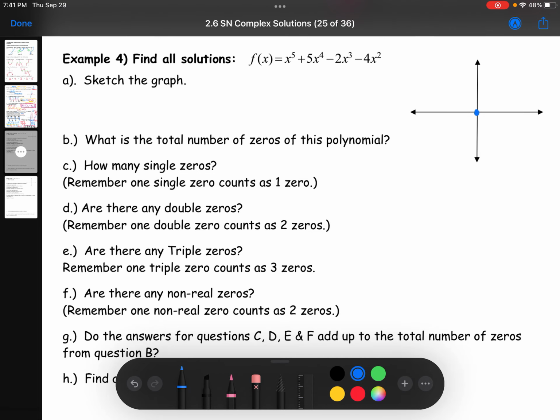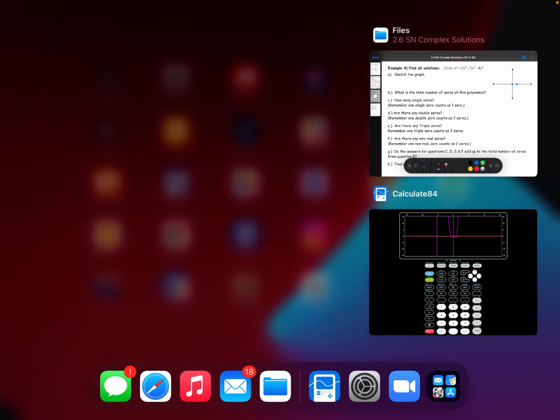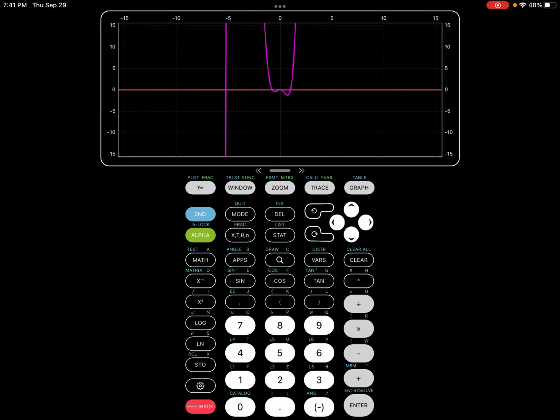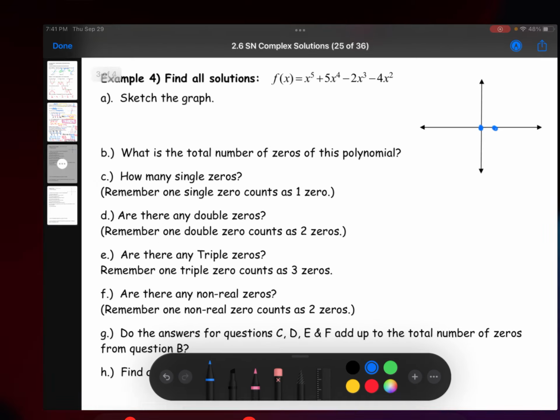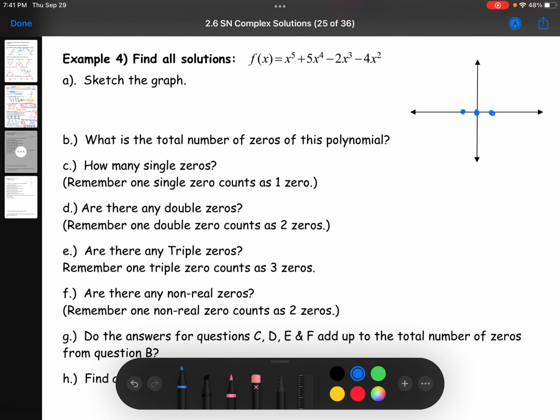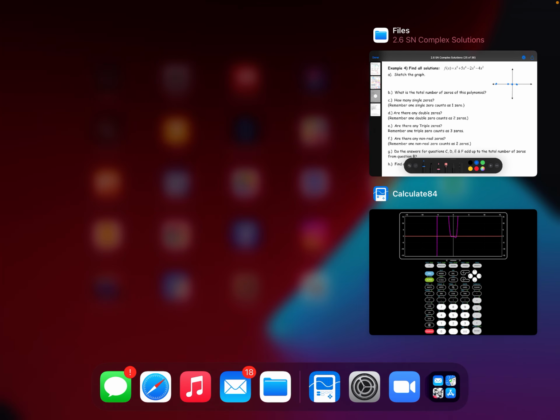So we have a root at 0. We had a root at 1. If we look at that picture again, we had another root a little bit negative and another root a lot more negative. So we've got a root a little negative and a root a little more negative.